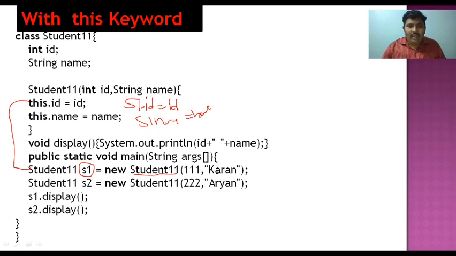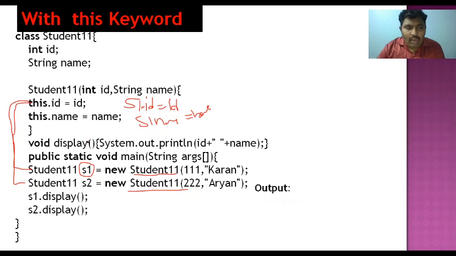Now automatically 111 Karan is going to be stored in the s1 object's id instance variable and name instance variable. Like that with respect to s2 also. With respect to s2, again the constructor is called and passes the parameters 321 and RN. Here also this now points to the s2 object. So this is how we eliminate the problem of instance variable hiding. This is the advantage of the this keyword. The this keyword always points to the current class object.